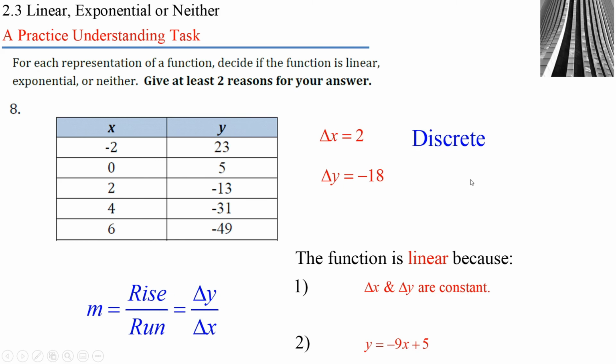So discrete, and now let's talk domain. The domain of a discrete graph, that's my favorite, is just the set of all my x values in the table. So the domain is all x in the set negative 2, 0, 2, 4, and 6. Oh, that's a great problem.